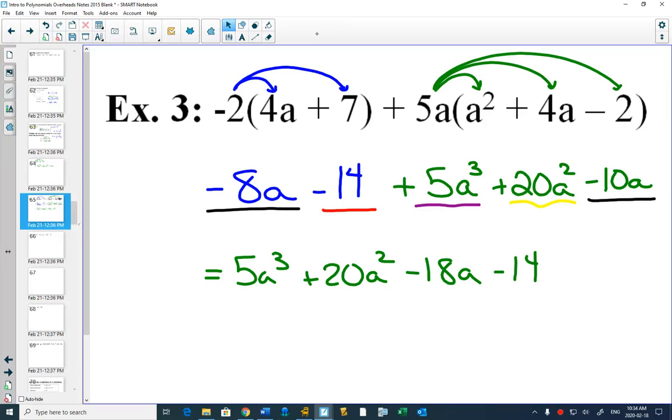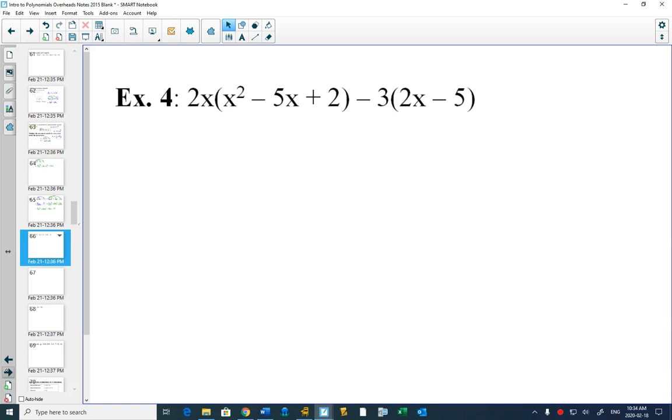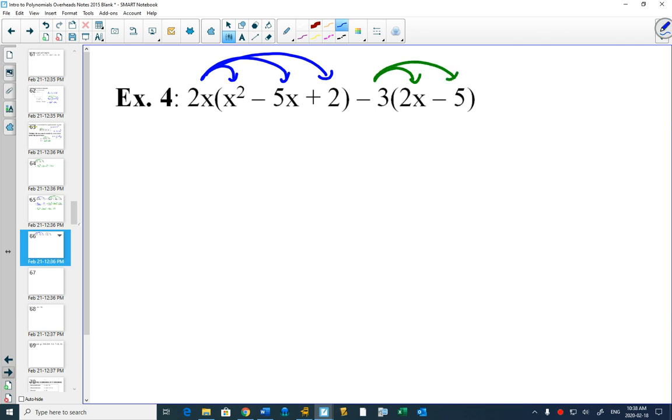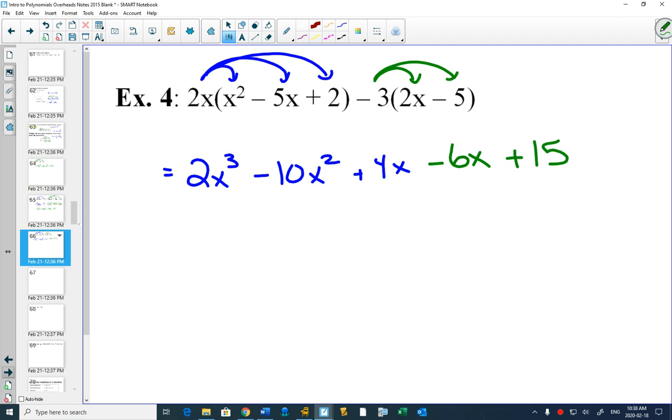And so this question, we have simplified it, we've distributed, and we've gathered our like terms. Okay? So try this one first on your own. I will put up an answer in a bit. How did we do? This 2x distributes to those. This negative 3 distributes here. So we would get 2x cubed minus 10x squared plus 4x minus 6x plus 15.